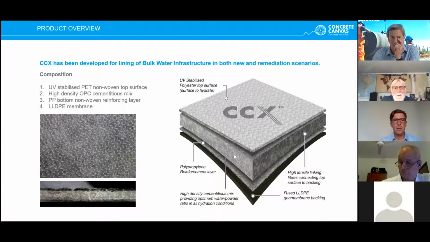In terms of structure, it is composed of the following components: a UV stabilized polyester top surface and polypropylene bottom reinforcement layer are stitched together and filled with a high density ordinary Portland cement mix. Density of the OPC mix ensures optimum water powder ratio in all hydration conditions for exceptional performance. The LLDPE geomembrane laminate is fused onto the polypropylene bottom reinforcement layer to create a highly impermeable, high performance composite.